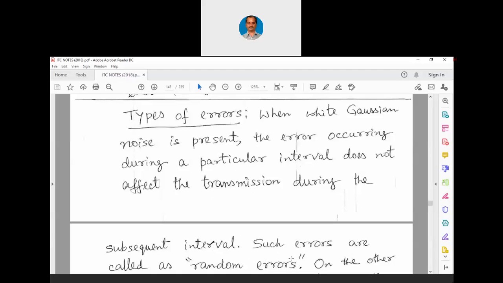Means I am sending a block now, I will be sending the next block later on, and the white Gaussian noise is uniformly affecting all the blocks that way. But this noise is affecting only a particular block at one time, because it's a timed transmission now. So the error occurring during a particular interval will not affect the transmission during the subsequent interval. That white Gaussian noise may not be present during the next interval also, because noise is random. Such errors are called random errors.